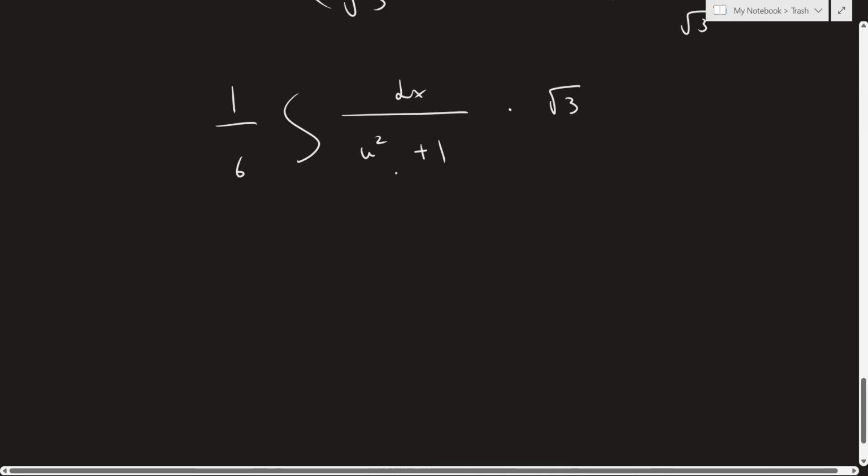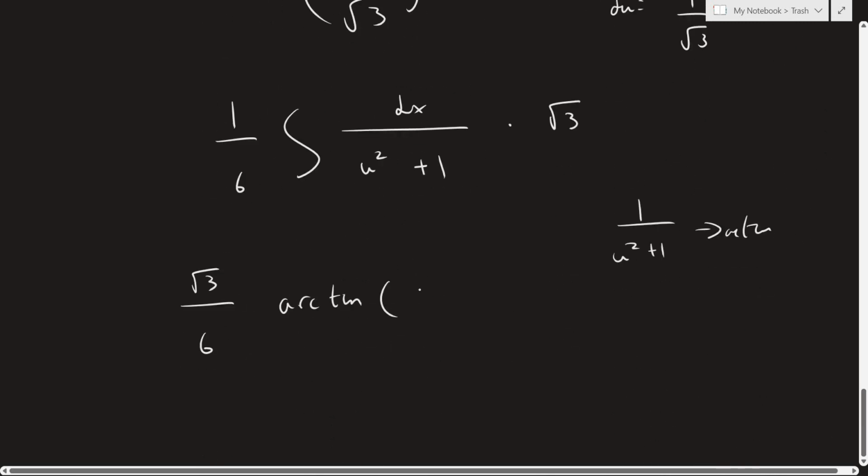Now, let's put it in the form. So we found that 1 over u squared plus 1 is equal to arctangent, right? So let's write it down here. 1 over 6. We can take root 3 outside as well. So root 3 over 6, sorry. Integral of du over u squared plus 1 is arctangent of u. Okay, this is usually x, but x here is u. So what is u? What did we choose u to be? x plus 5 over radical 3. x plus 5 over radical 3. And this is your answer.